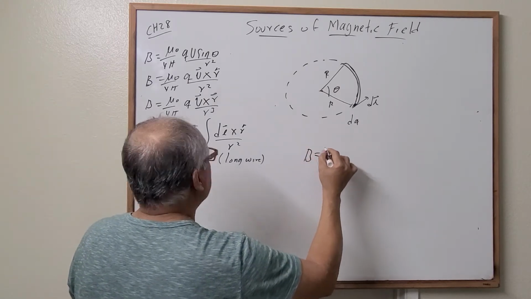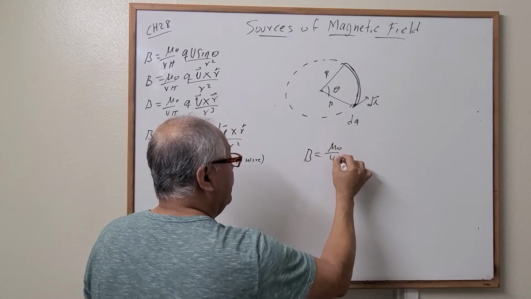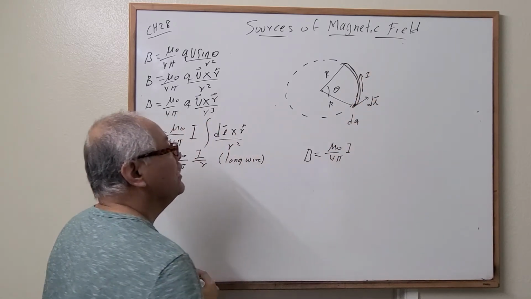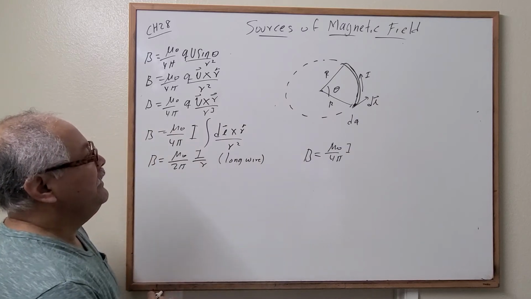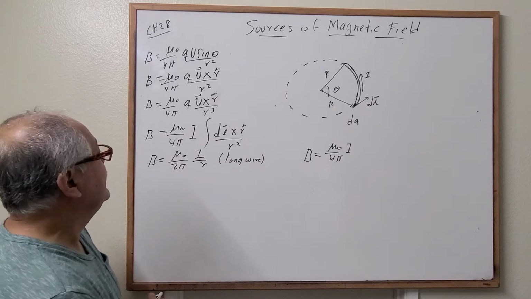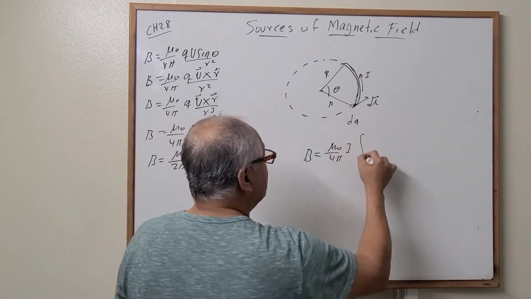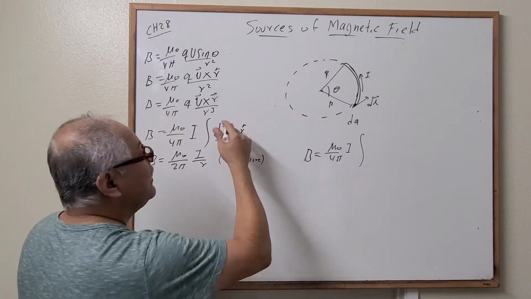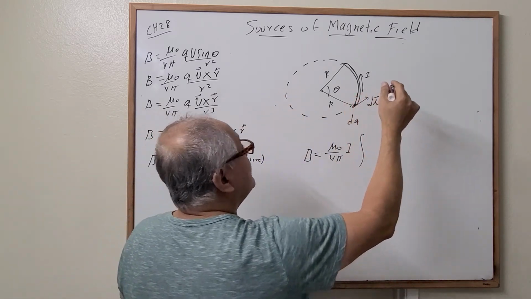Okay, now let's use the equation one more time. B, the magnetic field, is equal to mu naught over 4 pi times the current. We have the current marching in that direction. Correct. Perfect. And then let's do the integral. Now let's look for these quantities one more time. So according to the figure, what do we have?